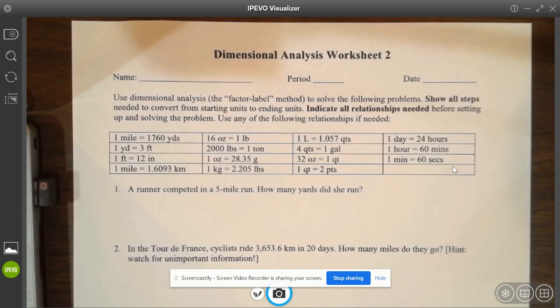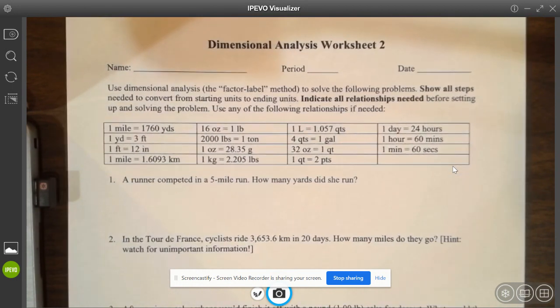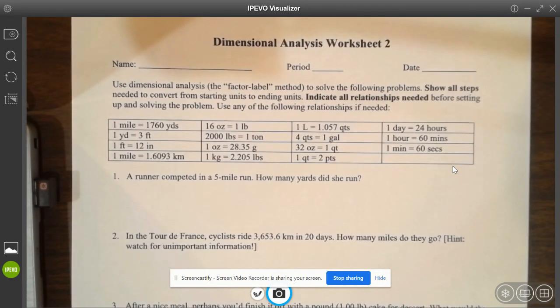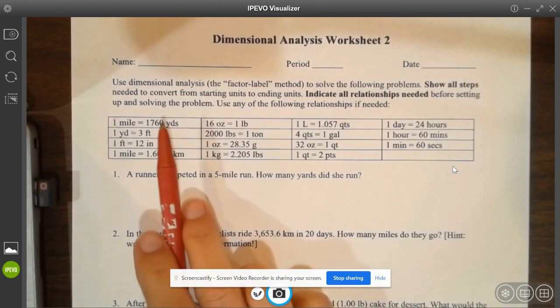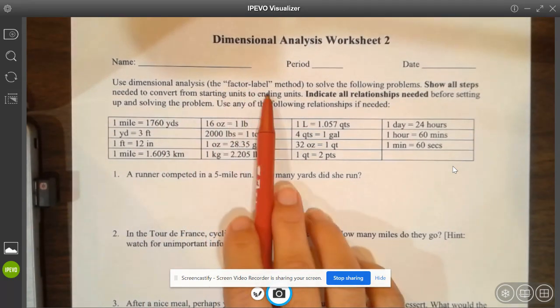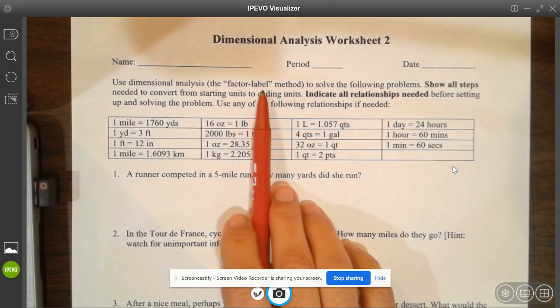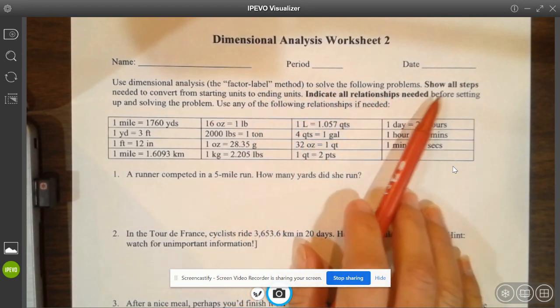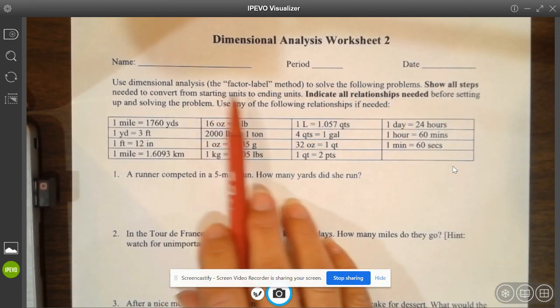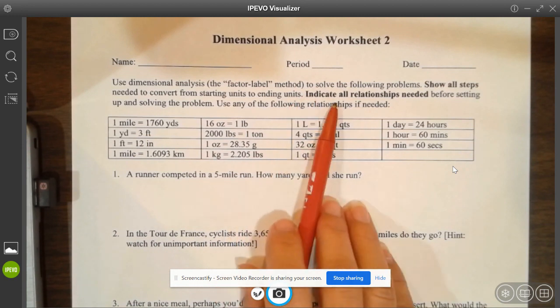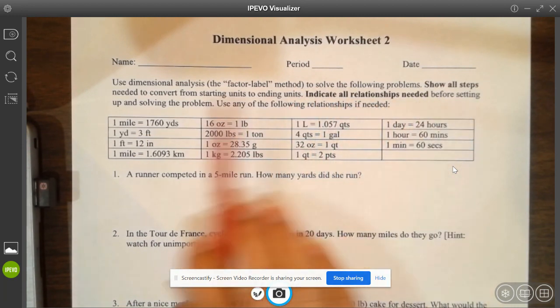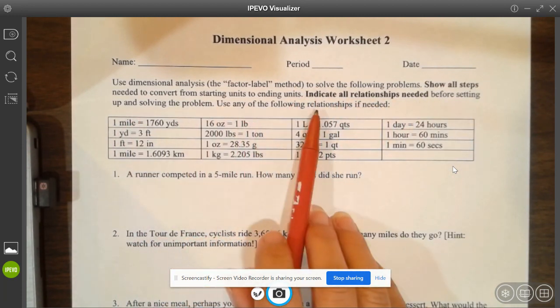Okay, so this week we're gonna go a little bit more in depth on dimensional analysis, or converting between units. It says use dimensional analysis, the factor label method. That's the one we were using with the multiplication of fractions to solve the following problems. Show all the steps needed to convert from starting units to ending units. Indicate all relationships needed before setting up and solving the problem.